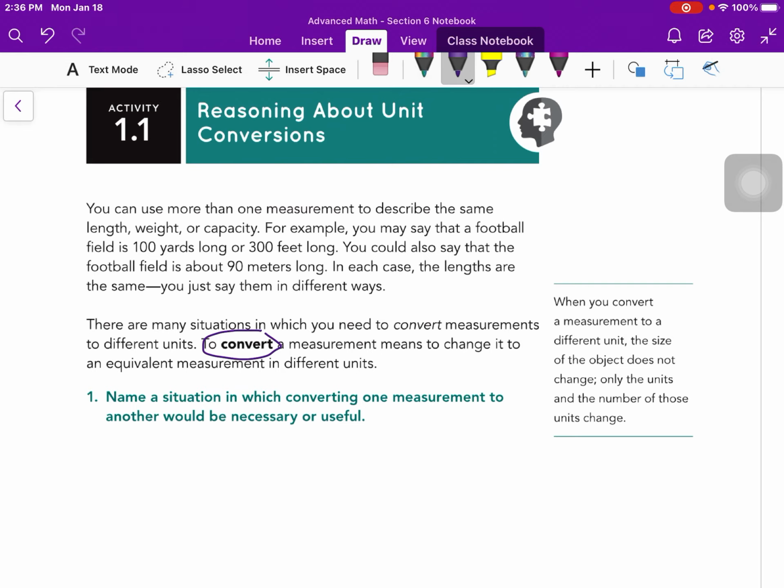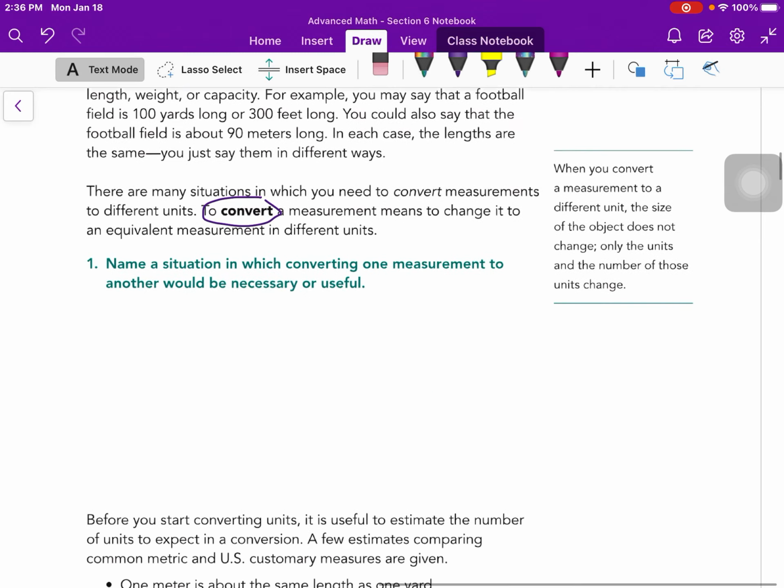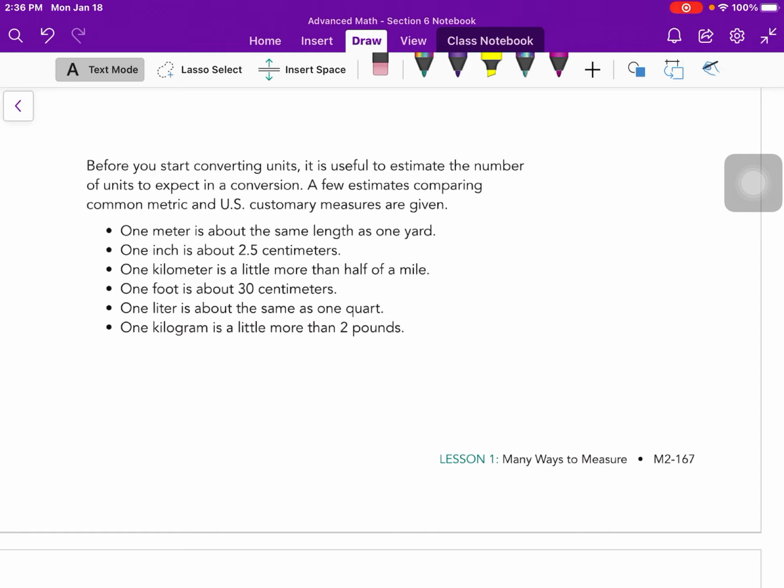When would we maybe need to do that? Well, the football field example, maybe even your height. If you're so many feet and inches, maybe you just wanted to give it in inches, something like that. Maybe you can think of another one as well. Before we start converting, it's useful to estimate the number of units in a conversion. A few estimates comparing US to metric are below.